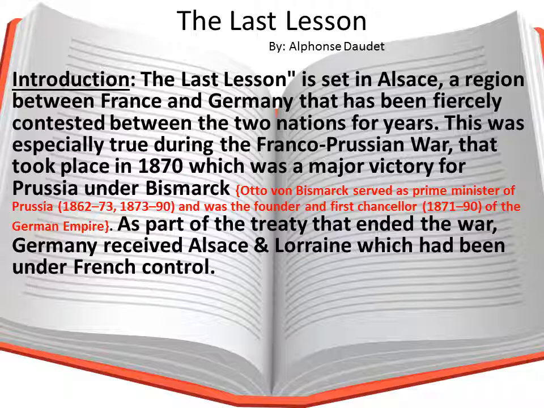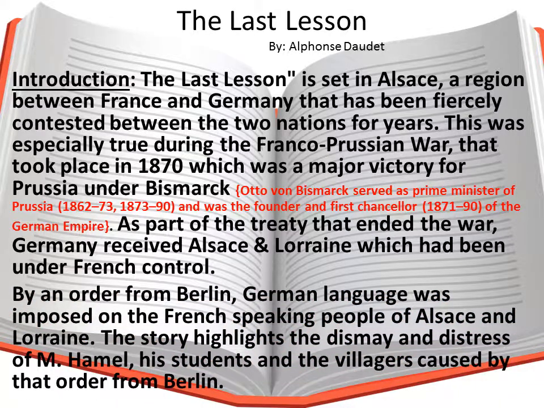So children, as a part of the treaty that ended the war, Germany received Alsace and Lorraine, which had been under French control. So, by an order from Berlin, German language was imposed on the French-speaking people of Alsace and Lorraine. The story highlights the dismay and distress of M. Hamel and his students and the villagers caused by that order from Berlin.